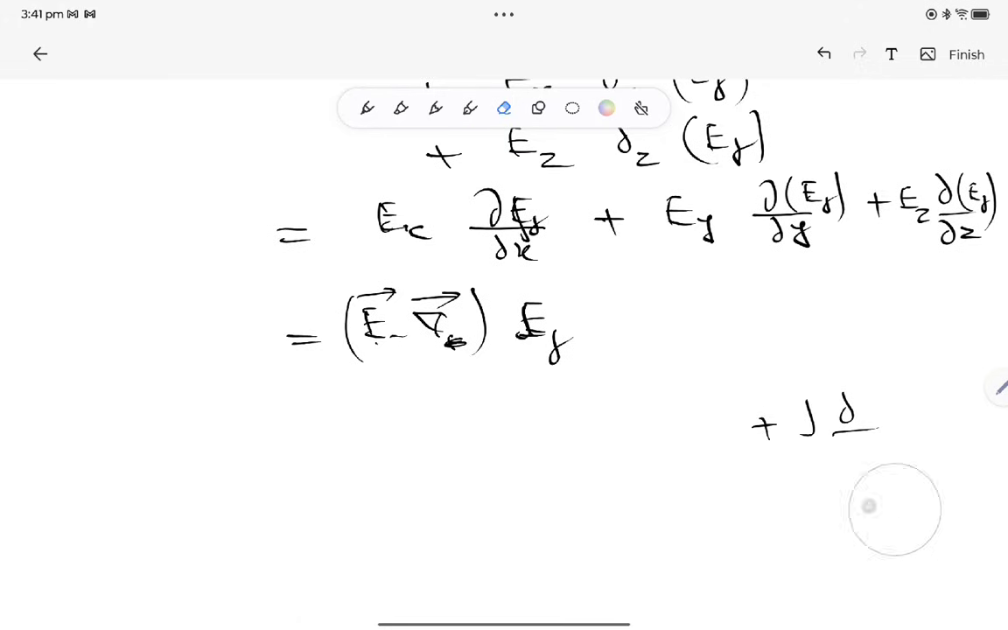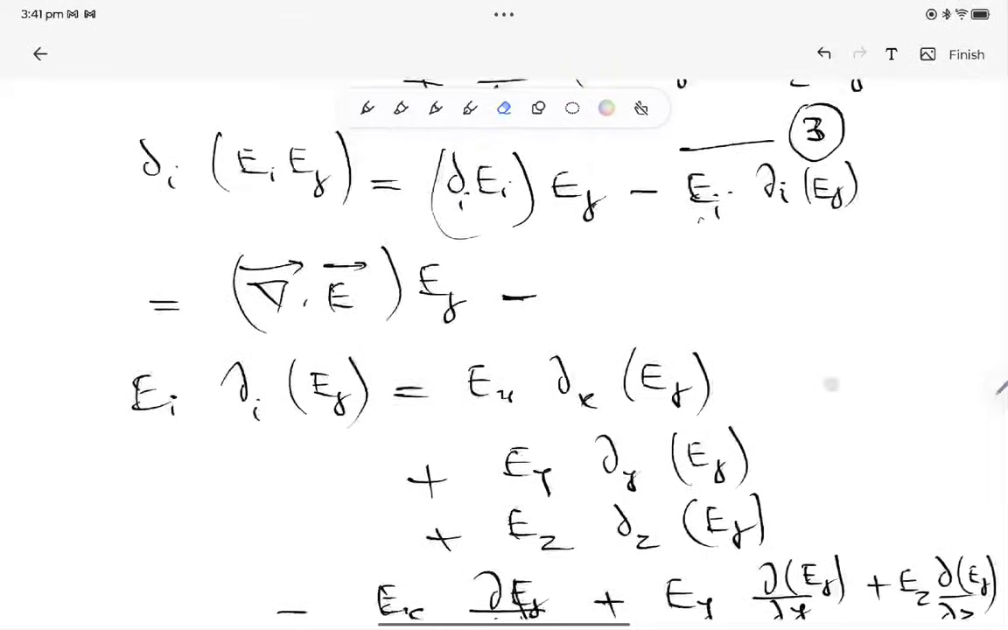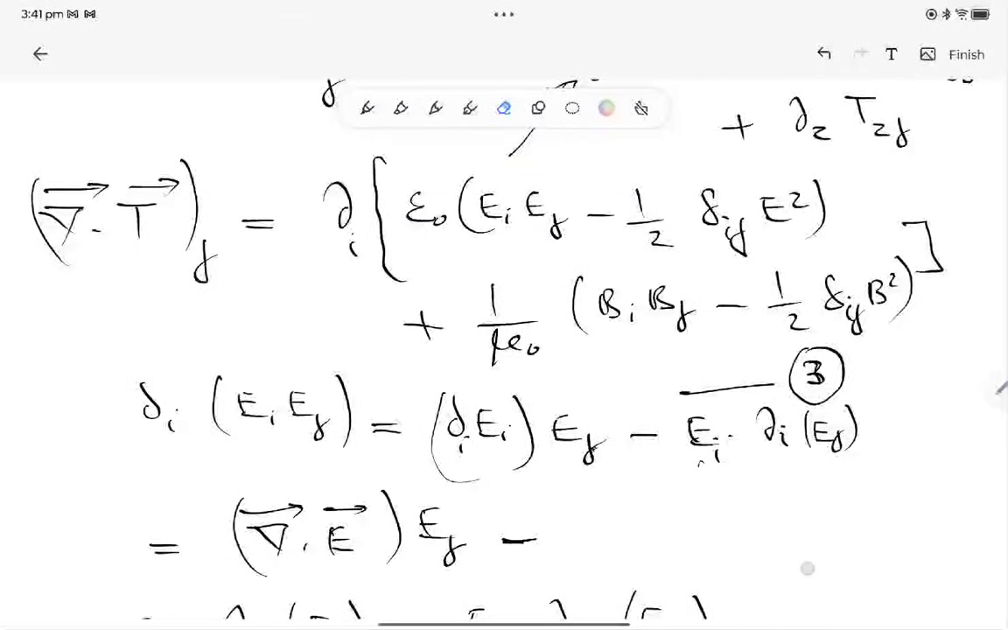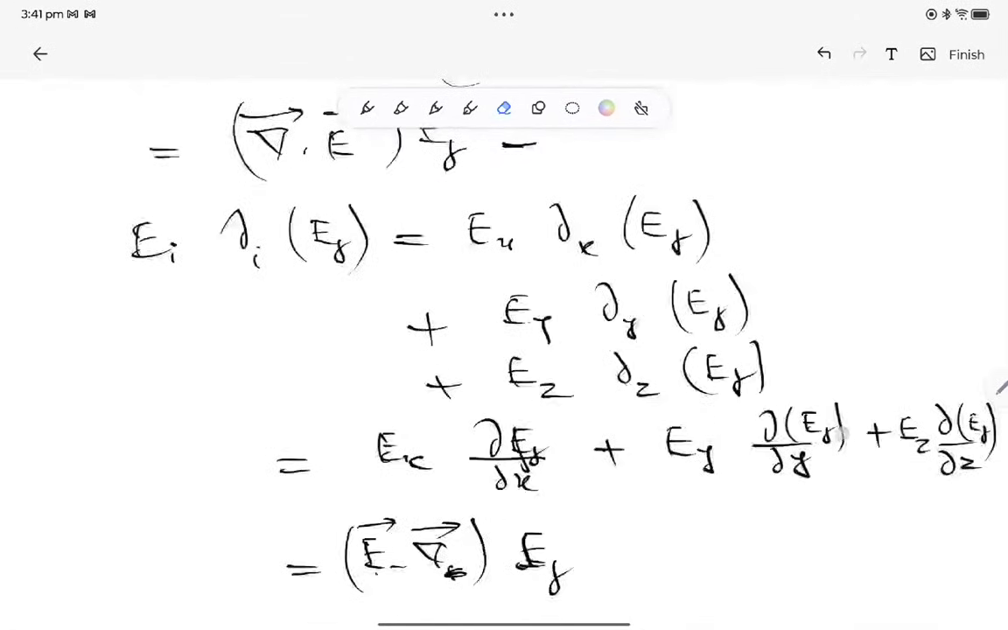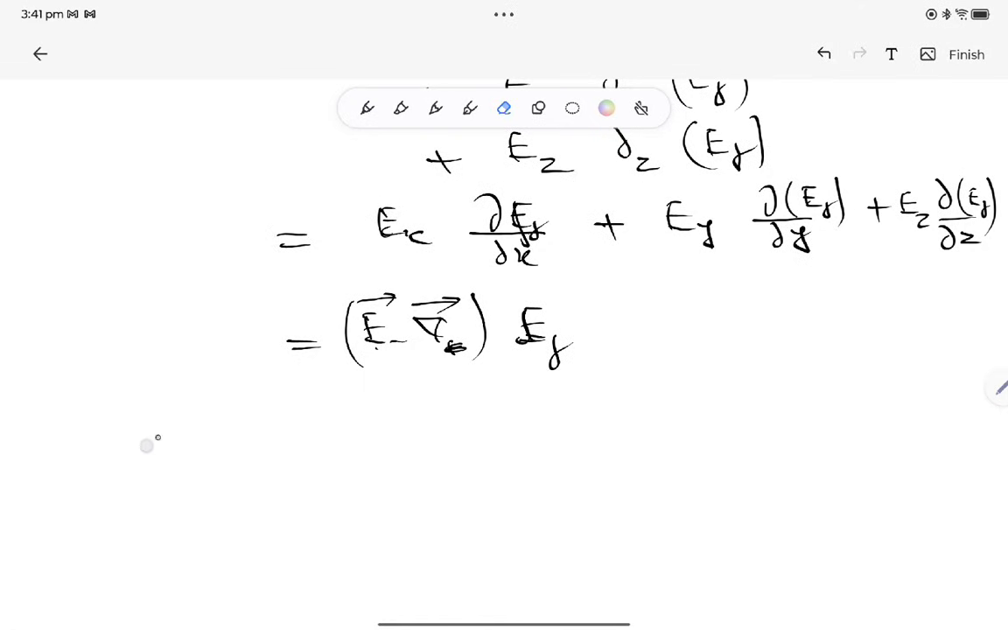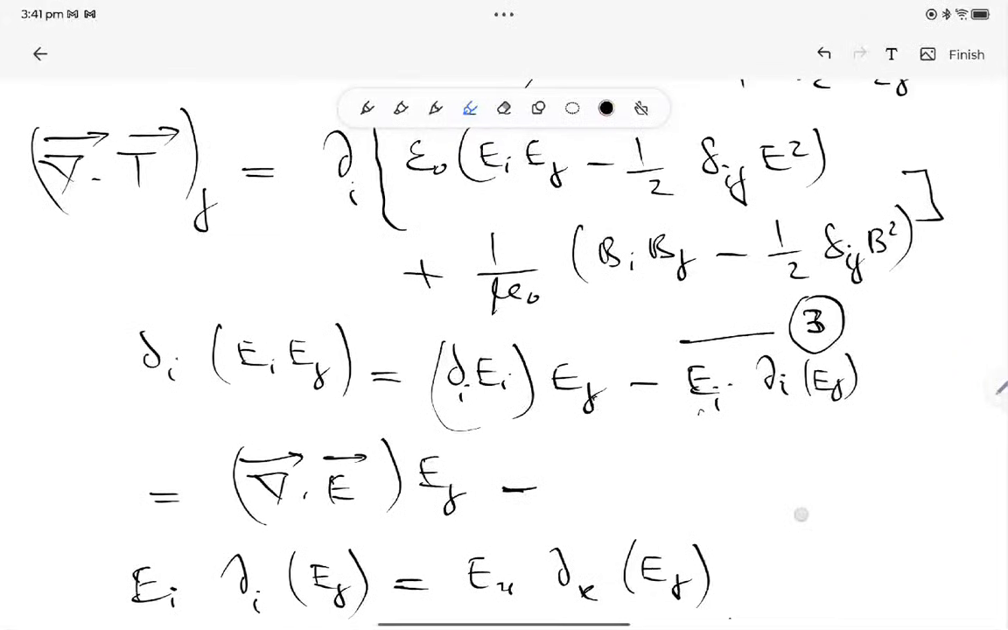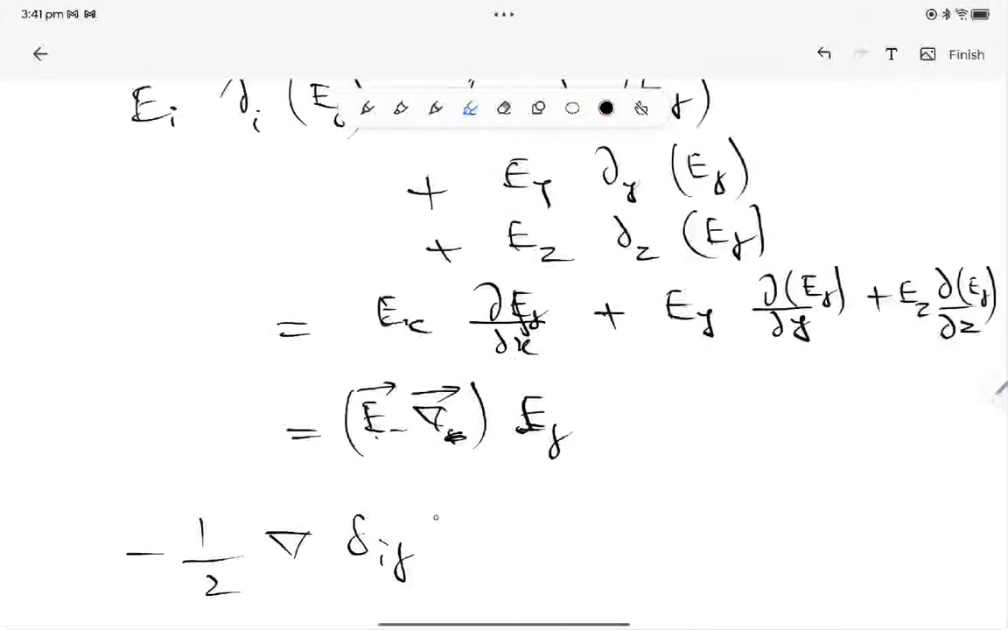Having shown this, we are now left with one more term, that is minus 1 by 2 del_ij E squared. So I have to write minus 1 by 2 del, this is the Kronecker delta, delta_ij E squared. You can see it yourself.